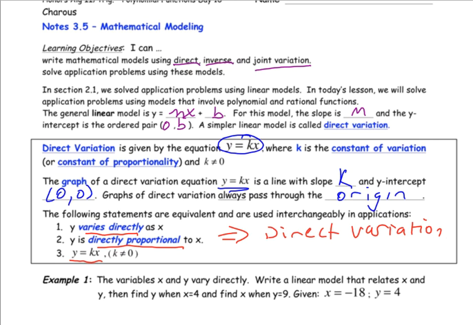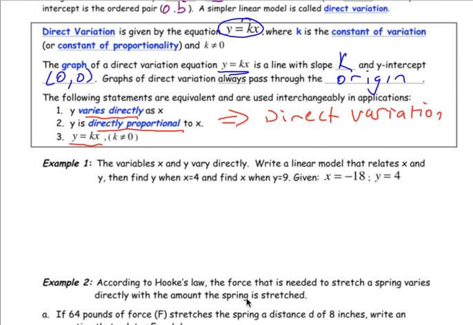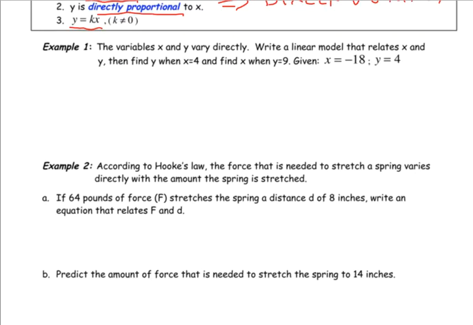The first problem is very typical. We're going to be given a statement that tells us that we do in fact have direct variation. The statement that tells us this is the variables x and y vary directly. As soon as we see that, we can go ahead and write down that the model we're using is that of direct variation, which is y equals kx. Then we'll be given some other information. We're asked to write the model that relates x and y.